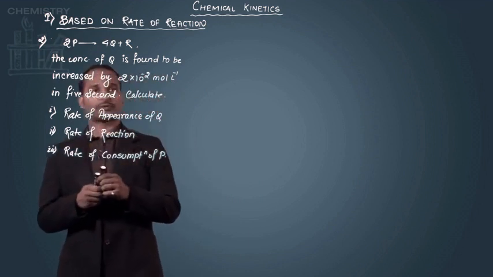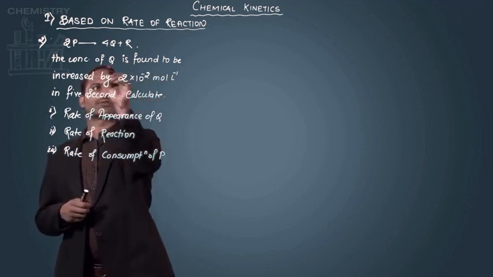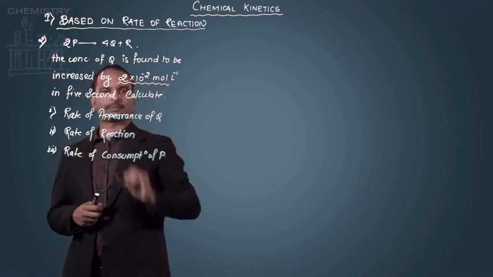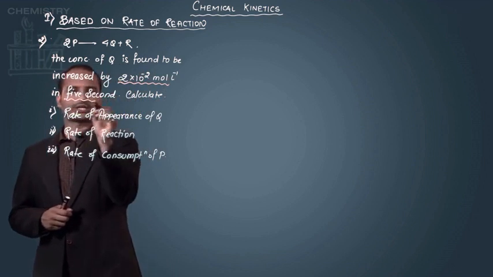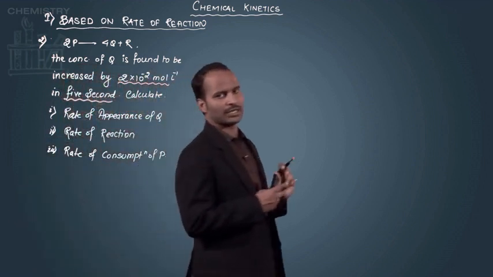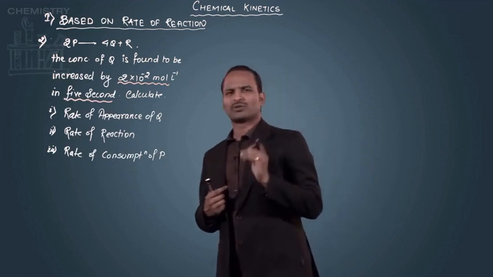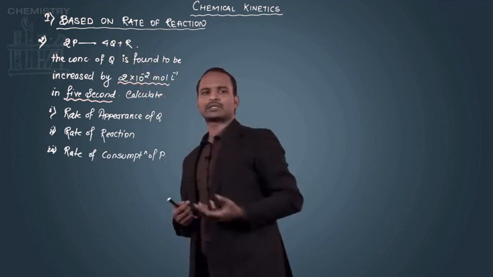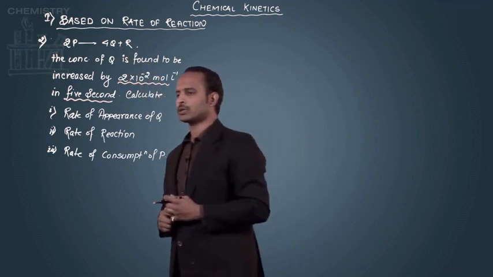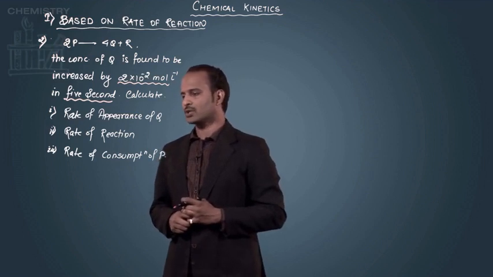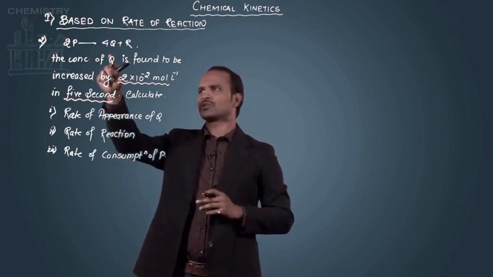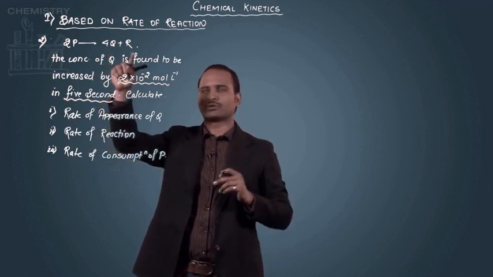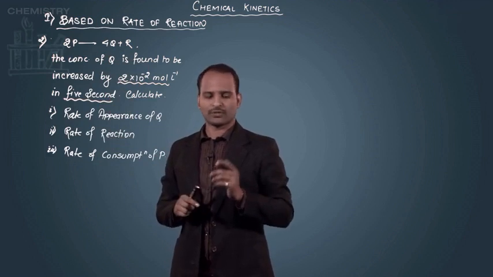The first given is that the concentration of Q is found to be increased by, meaning this is the change in concentration of Q. In how much time? 5 seconds. So we have 2 data, the time interval and the change in concentration of Q. From that we will get the rate of change of Q, and that change is going to be an appearance, or I can say formation, because it is a product. Then we have to calculate the rate of reaction. Once I get the rate of formation or appearance of Q, then I can get the rate of reaction also. That is going to be 1/4 of this. And then the rate of consumption of P.